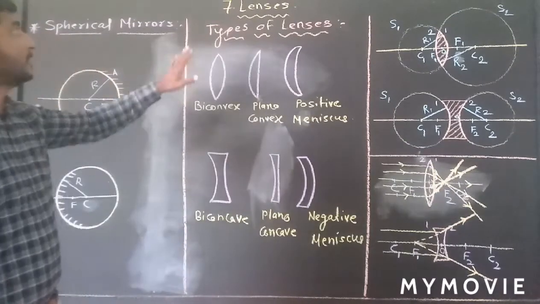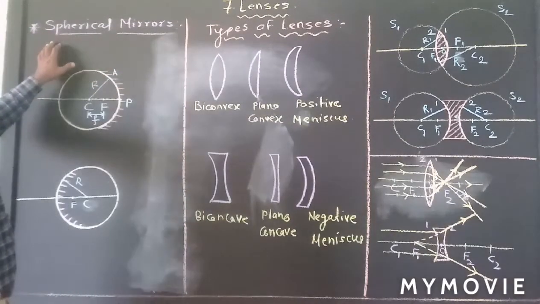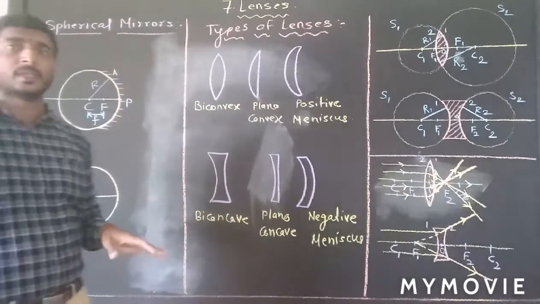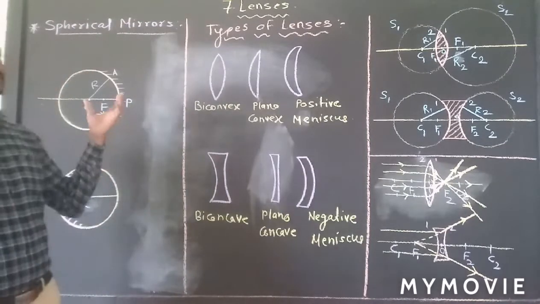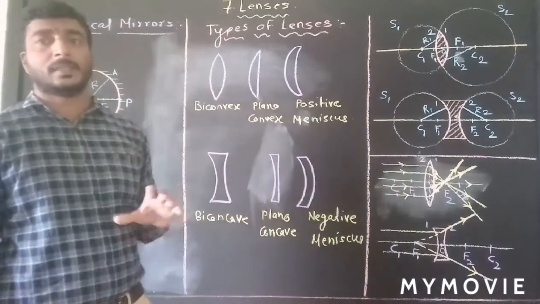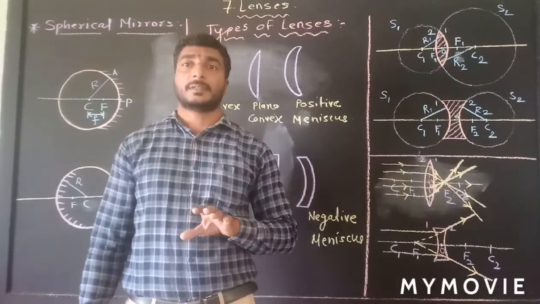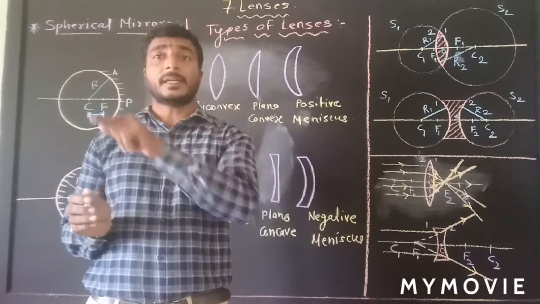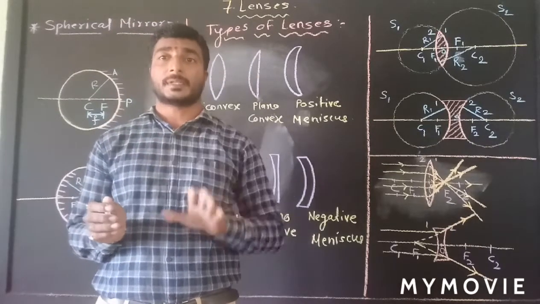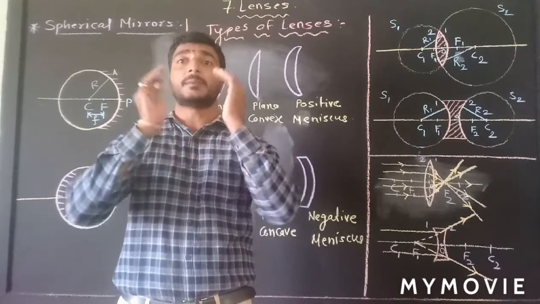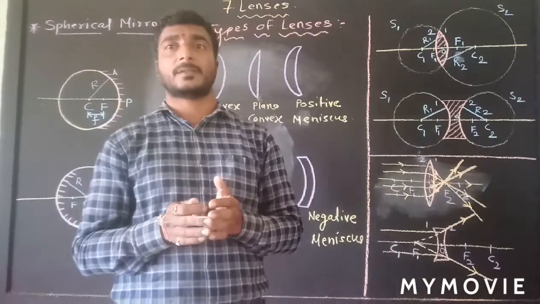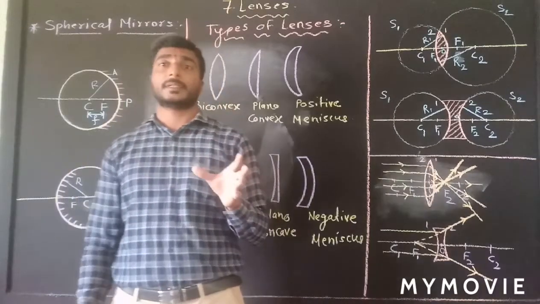Before starting this chapter on lenses, first we have to see what we have learned in our lower classes, that is spherical mirrors. A spherical mirror is nothing but a part of a sphere. Circle and sphere are two different things. A circle is just a line in the form of a circle, and a sphere is a complete solid portion having a surface. Examples of a sphere are a ball or the earth.